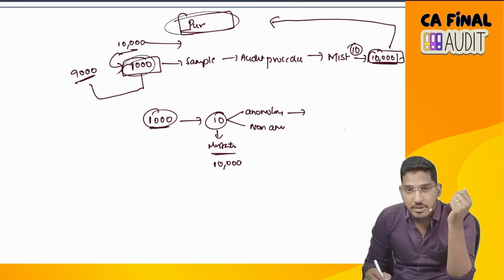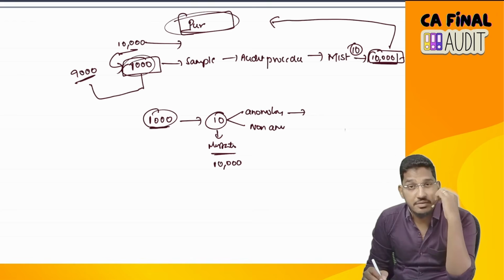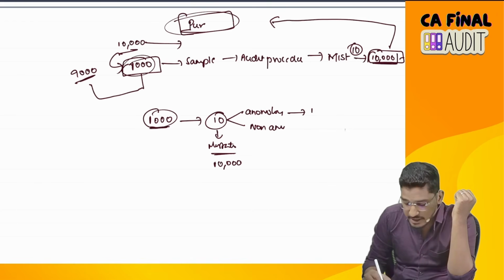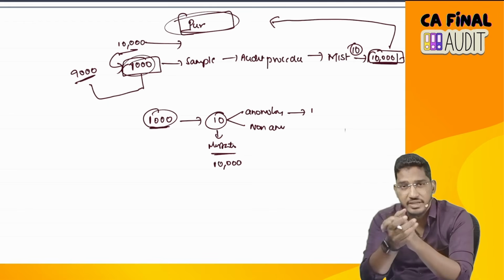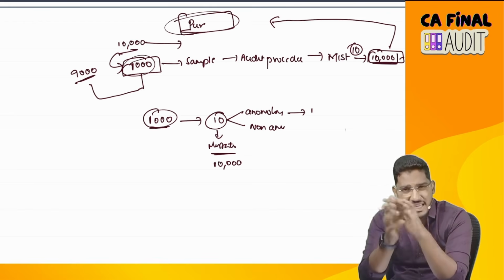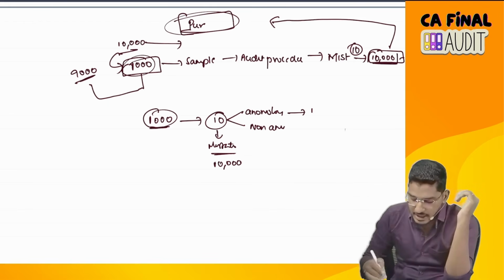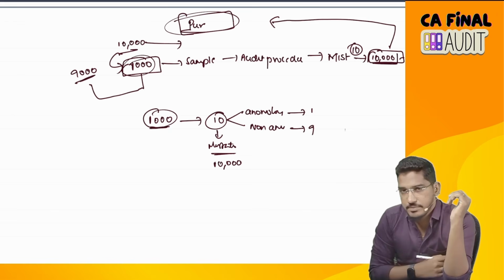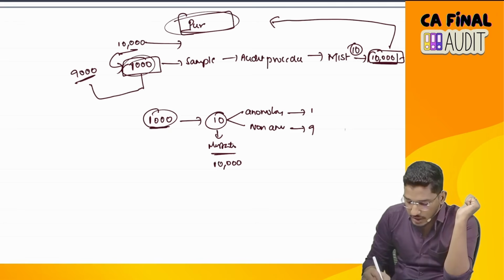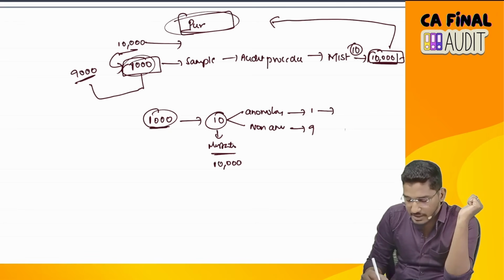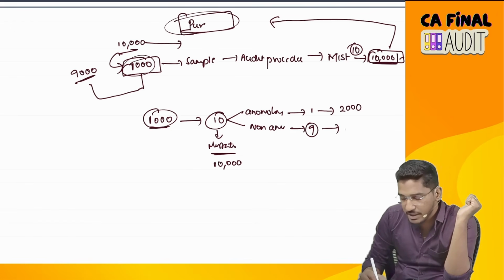Sir, what do you mean by anomaly? Something which is exceptional, something which is non-repetitive in nature. Say out of 10 misstatements, one is anomalous, one of a kind. This misstatement will not happen again and again; it is non-representative. The remaining 9 are non-anomalous, which means they have a repetitive nature. So one misstatement is anomalous, whose value is 2000 rupees, and the remaining 9 are non-anomalous, whose value is 8000 rupees.